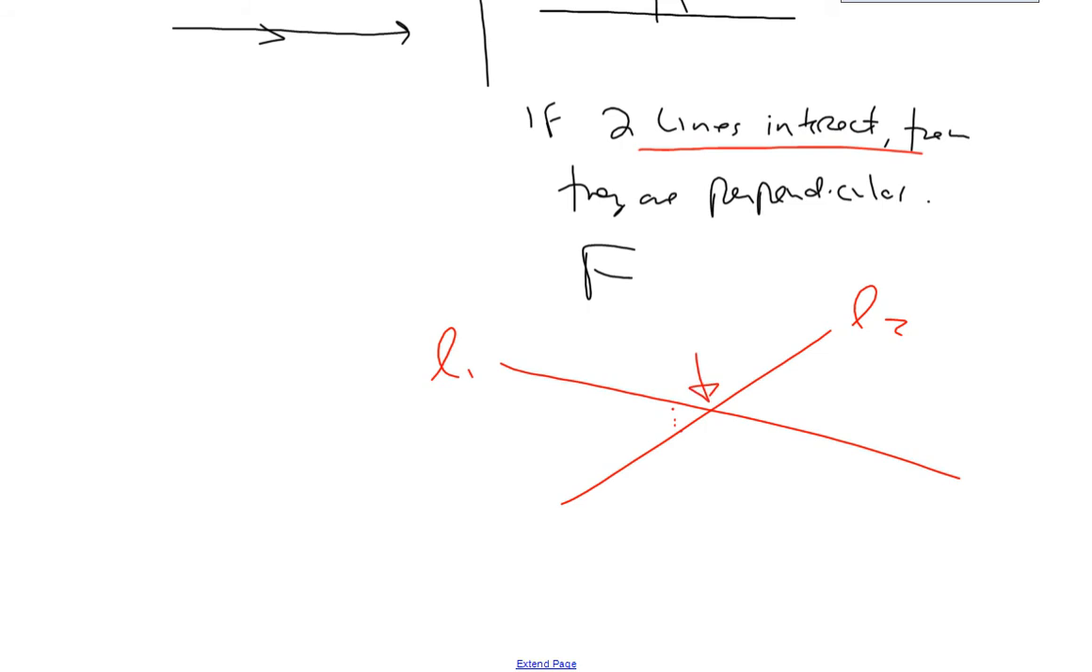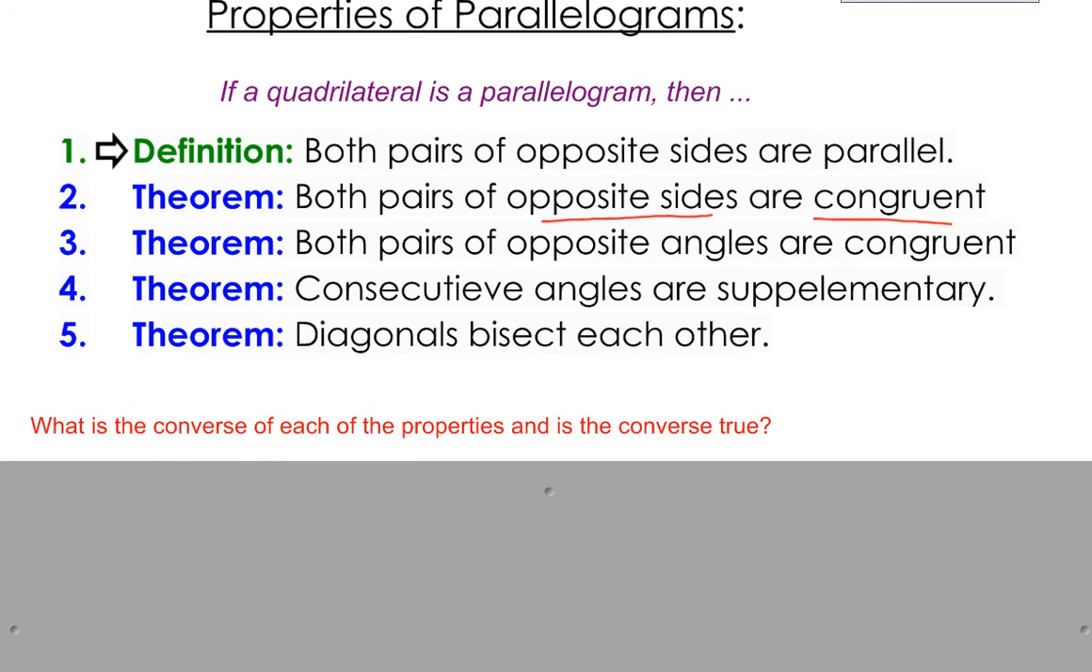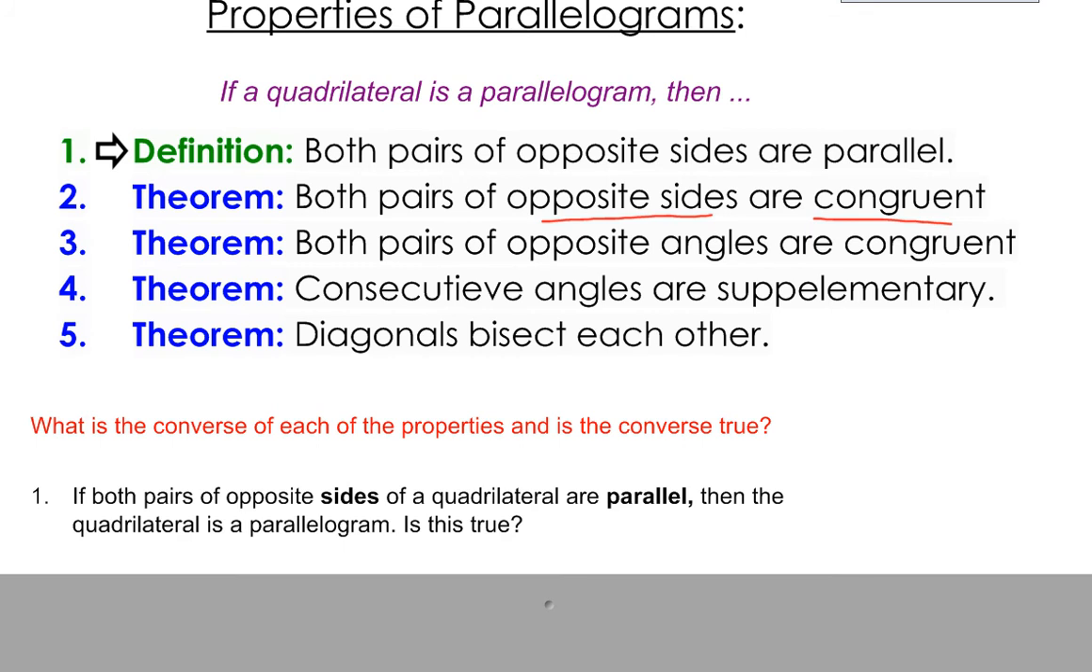So let's go back to our original statement. What is the converse of each of these statements, and is the converse true? Well, what is the converse of the definition? The converse of the definition is, if both pairs of opposite sides of a quadrilateral are parallel, then the quadrilateral is a parallelogram. Well, of course that's true because that is the definition of a parallelogram.